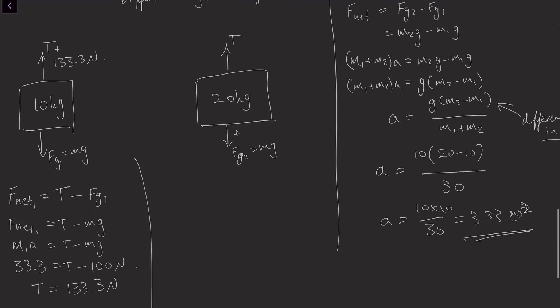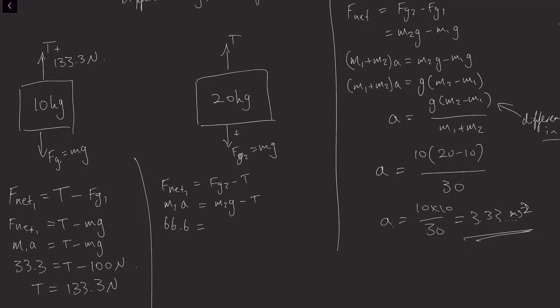For the right-hand side now, net force, again, is the positive minus the negative direction. And we substitute in all the values that we know, m2 acceleration, m2 g minus tension. m2a is 20 multiplied by 3.33, which is 66.6 recurring.